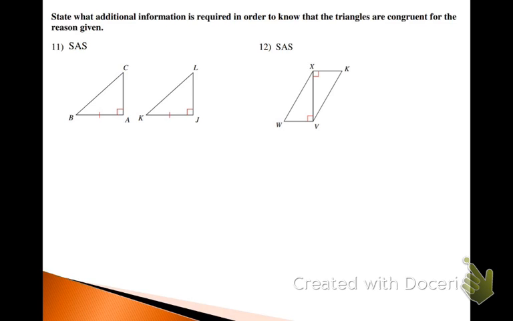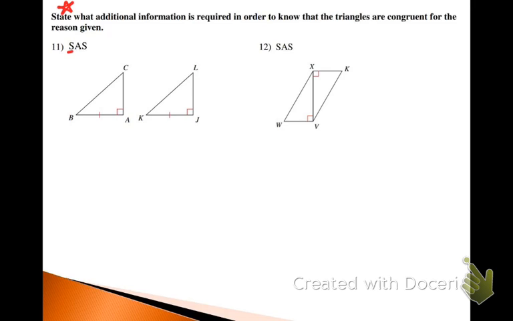I would put a star next to this. This is about half the quiz. On the quiz, it'll say state what information is required in order to know that the triangles are congruent for the reason given. We're trying to prove these two triangles are congruent by side angle side. We're missing something. So we need to list what we're missing in the triangles to have side angle side. So we need to find out what we do have to know what we don't have.